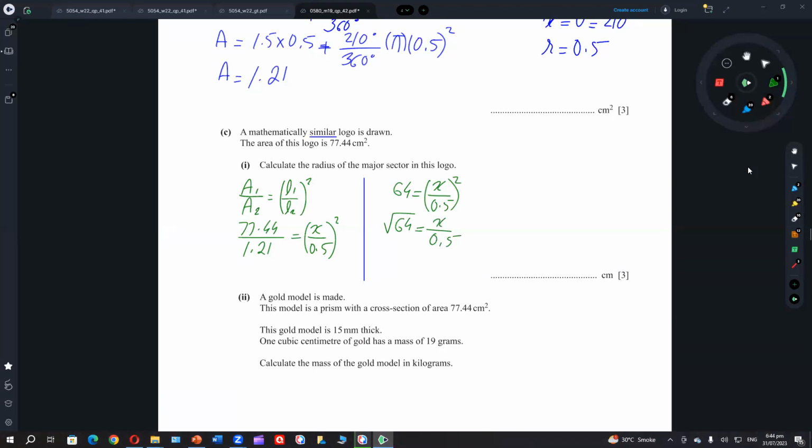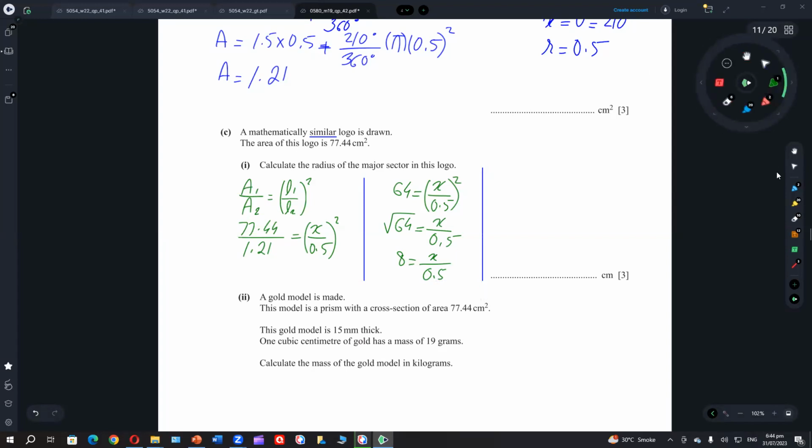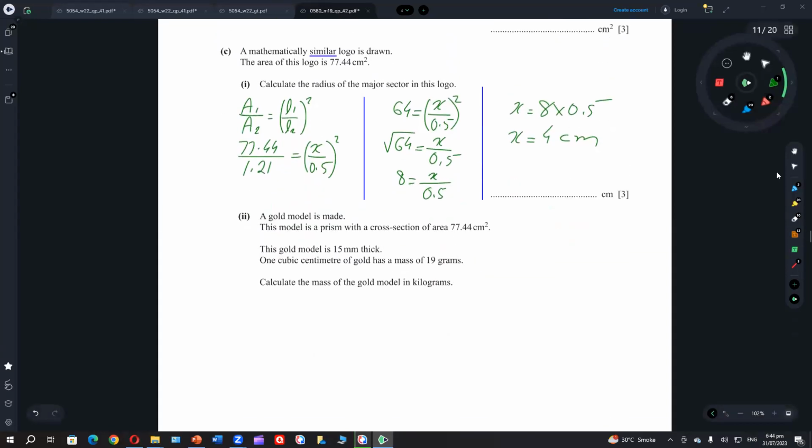Help me to find the square root of 64. It's 8. Yes. So now you would do 8 times 0.5, which would be 4. So x equals 4. So share this working. Yes, sir, I already did.